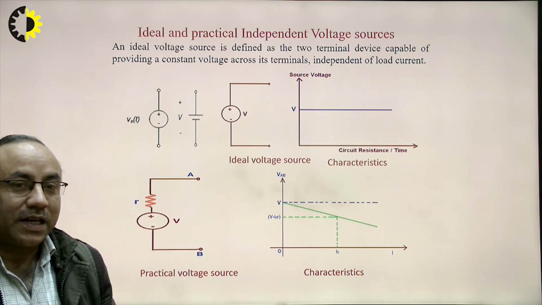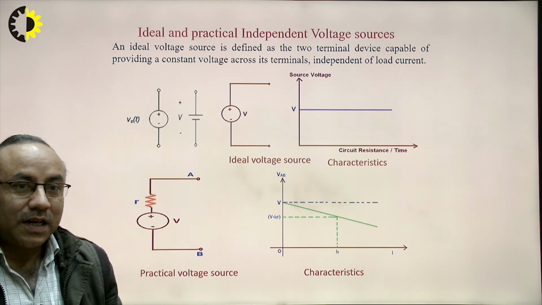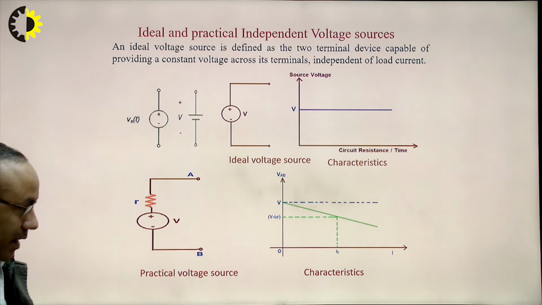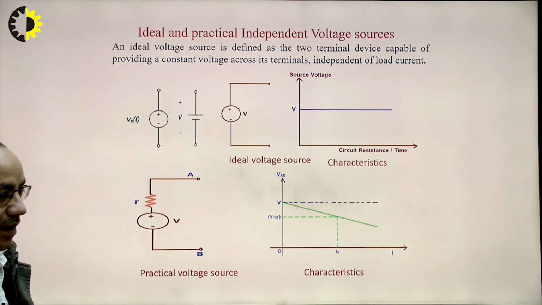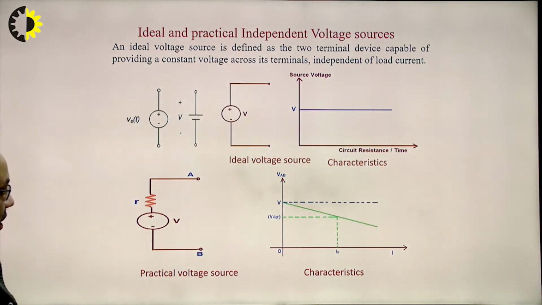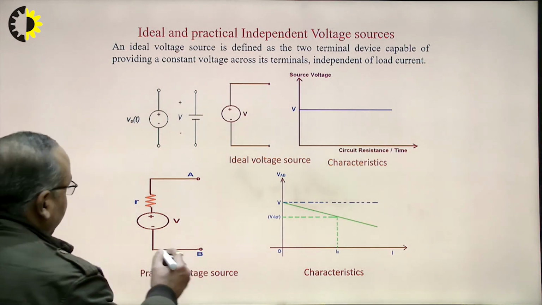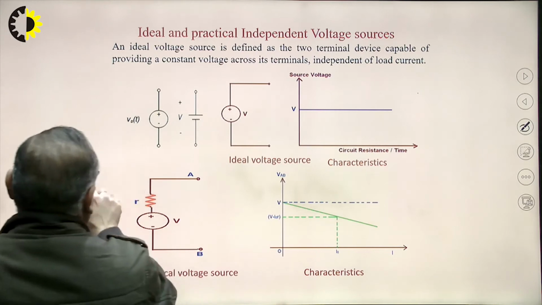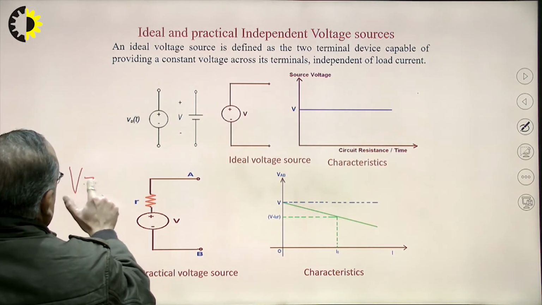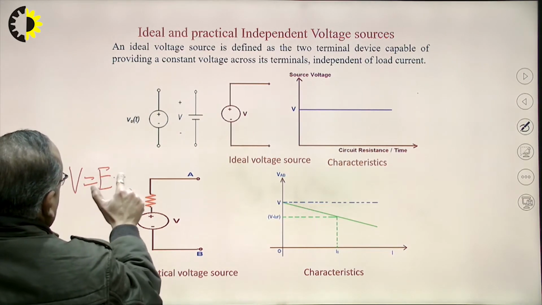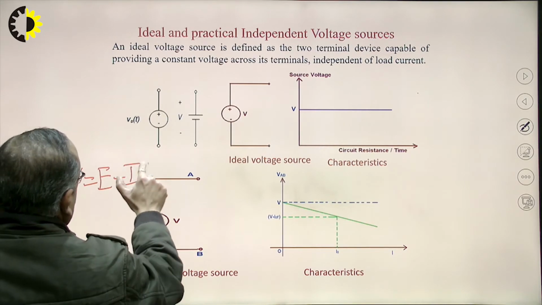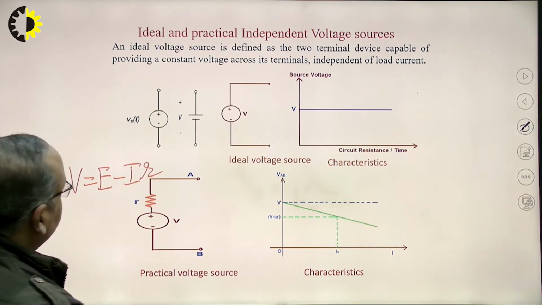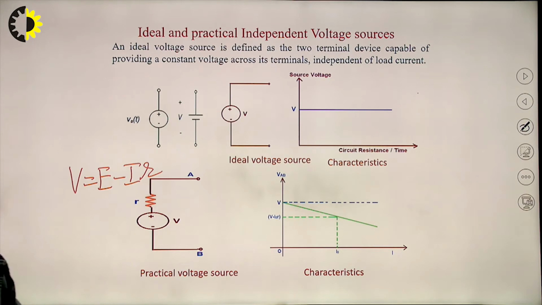So, we can write the equation for this: V equal to E minus I R, where V is the terminal voltage. I can write the equation V equal to E minus I into small r, where small r is the internal resistance of this voltage source.